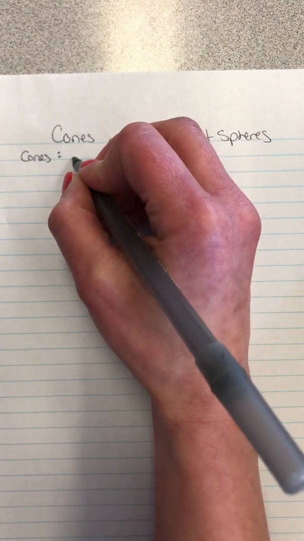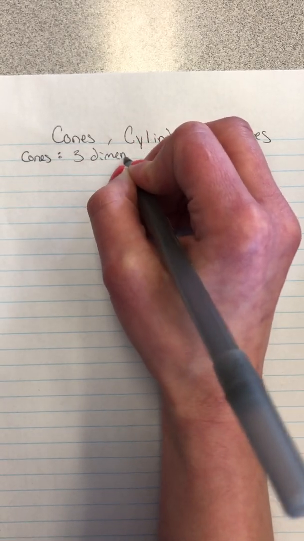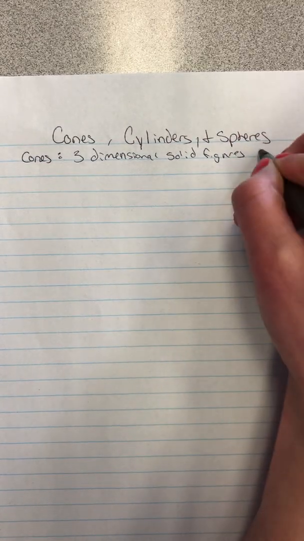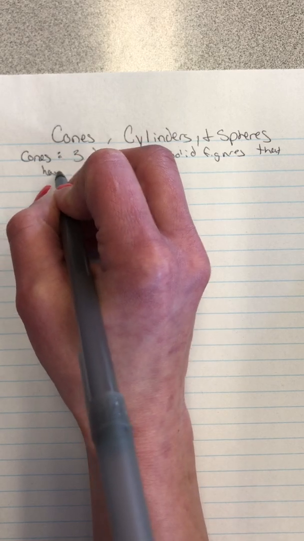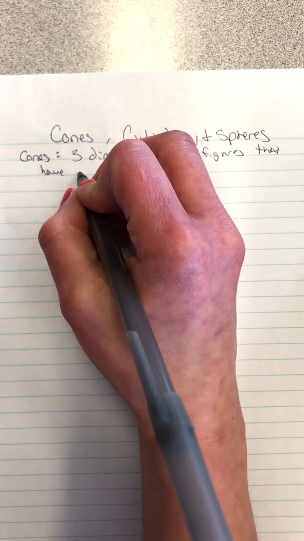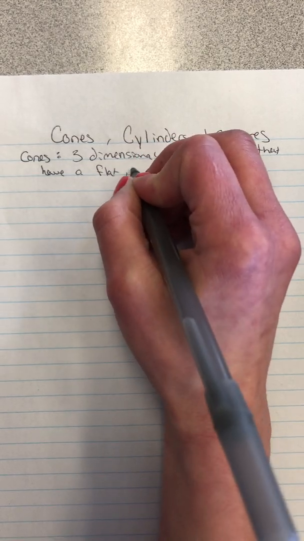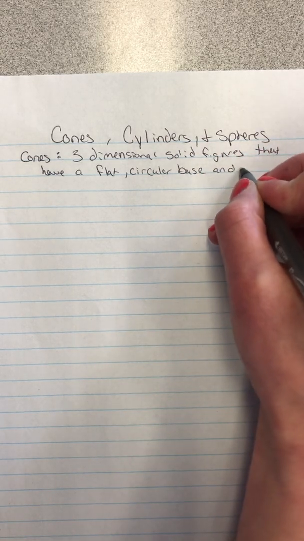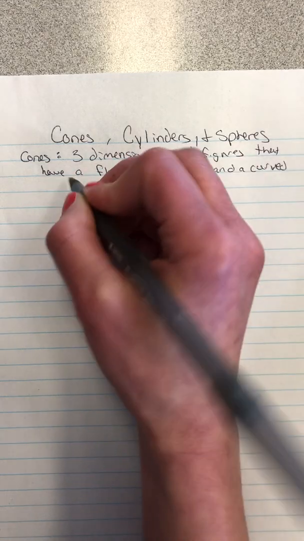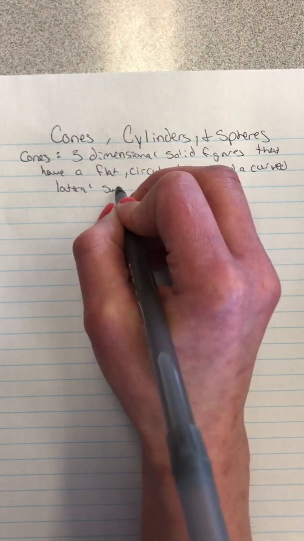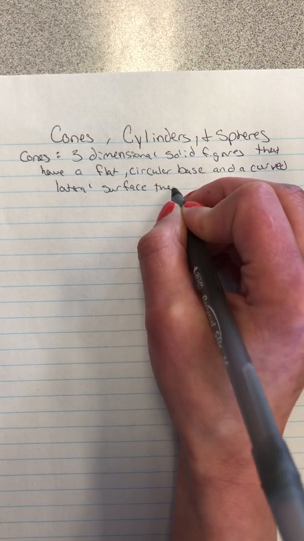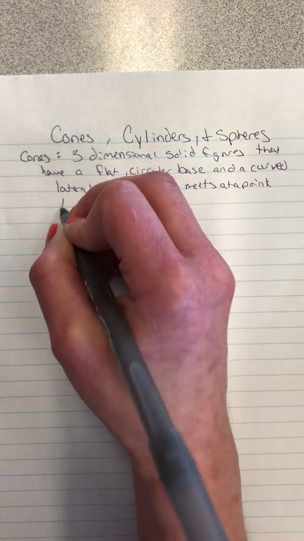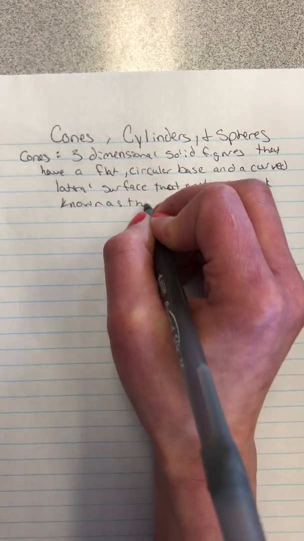Cones are three-dimensional, solid figures that have a flat circular base and a curved lateral surface that meets at a point, known as the apex.